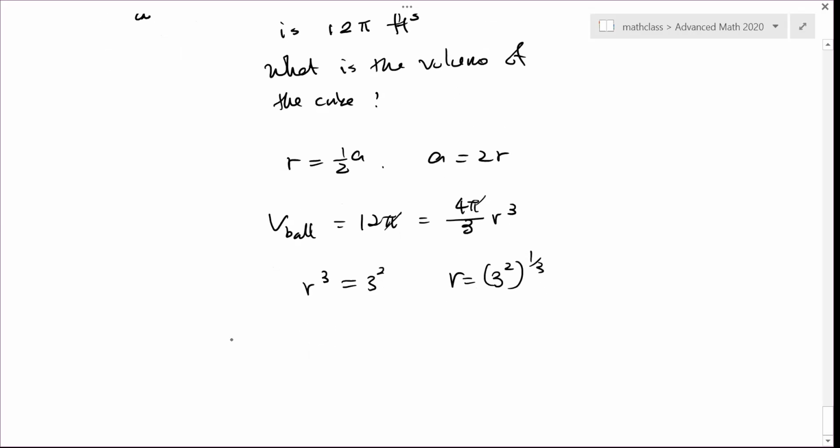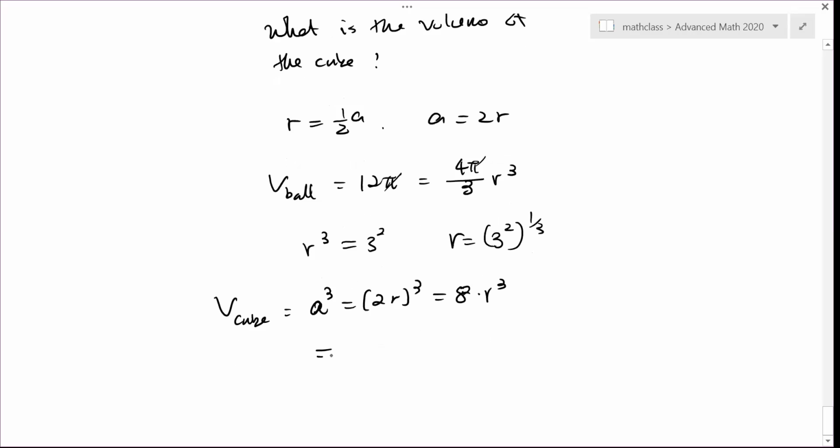What I need is the volume of the cube. The volume of the cube is A cubed, so it's 2R cubed. All I need is, this is 8R cubed. I need the value of R cubed. So it's 8 times, R cubed is 9, so it's 72. 72 cubic meters.